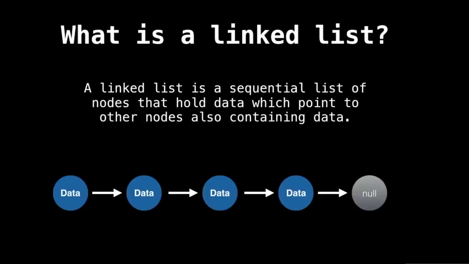So what is a linked list? A linked list is a sequential list of nodes that hold data which point to other nodes also containing data. Below is an example of a singly linked list containing some arbitrary data. Notice that every node has a pointer to the next node. Also notice that the last node points to null, meaning that there are no more nodes at this point. The last node always has a null reference to the next node. For simplicity, I will omit this in the following slides.